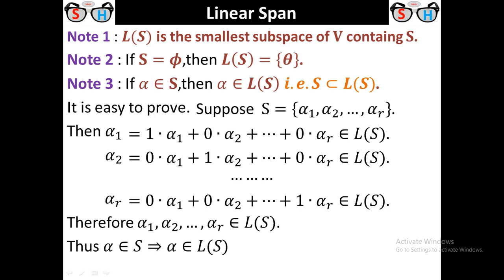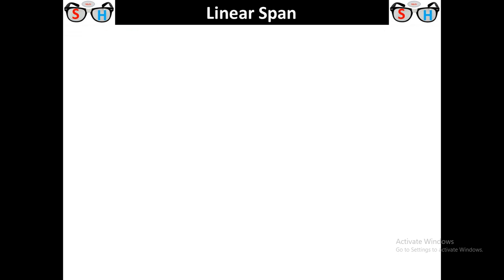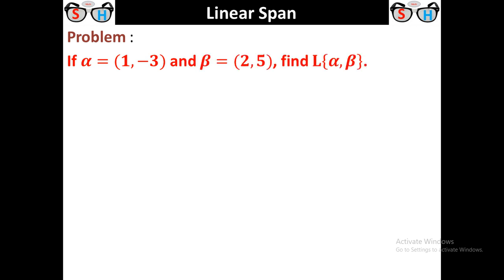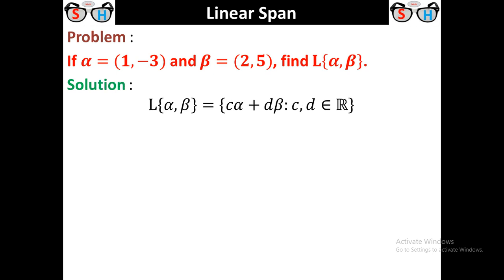Okay. Now I give an example of linear span. For that purpose, we consider a set of vectors in R2, the two-dimensional vector space. Here suppose alpha is (1, -3) and beta is (2, 5). Then what will be L of alpha beta? Okay. We know that L of alpha beta means linear combinations of alpha and beta, that is L of alpha beta is C alpha plus D beta for some C, D in the field.